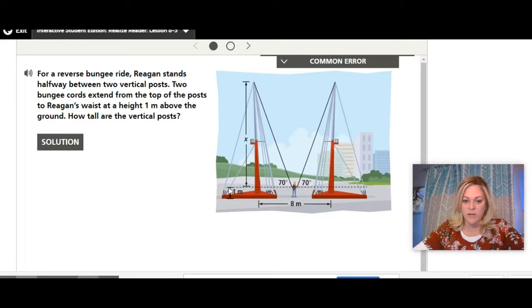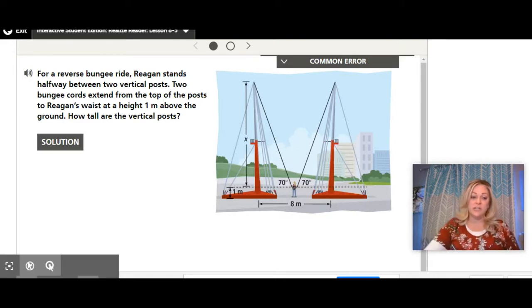That is about 1 meter. Notice the 1 meter right over here above the ground. How tall are the vertical posts? So you are looking for this X. So you're going to use your trig skills, and let's label everything.